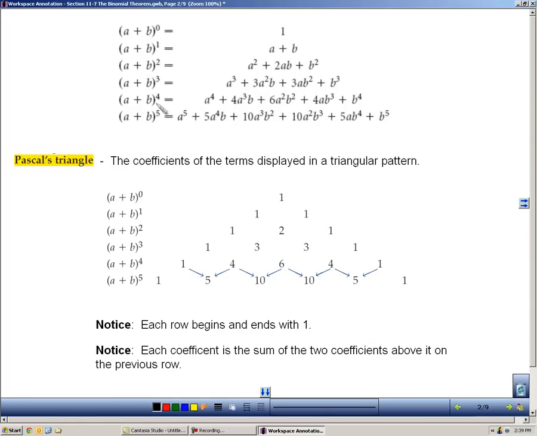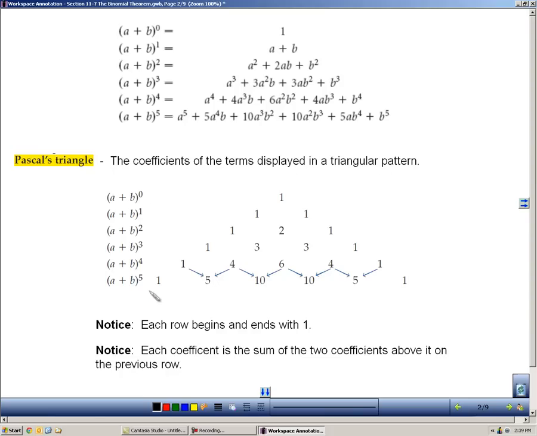Here we have our binomials all expanded again, but if you notice, if you write them this way, they form a triangle. If we just look at the coefficients in that triangle, we come up with this thing called Pascal's triangle, because the mathematician Blaise Pascal is the first guy to have noticed this. And that is the coefficients of the terms that are displayed in a triangular pattern.